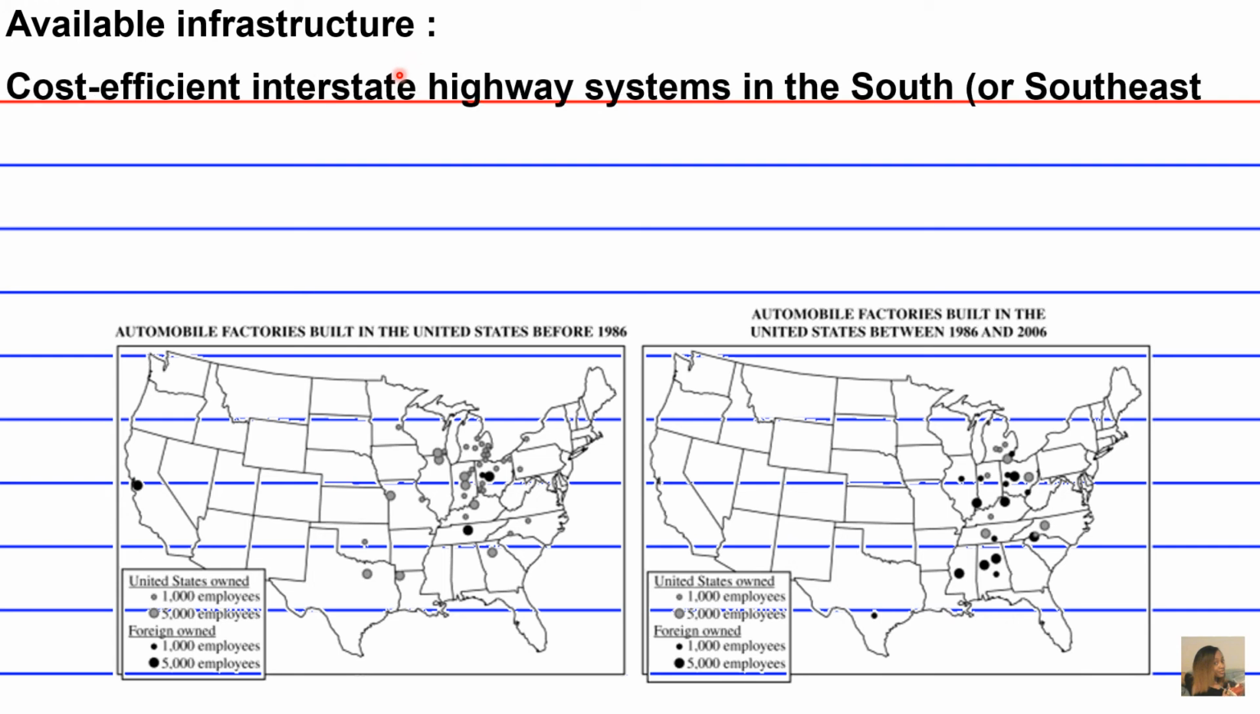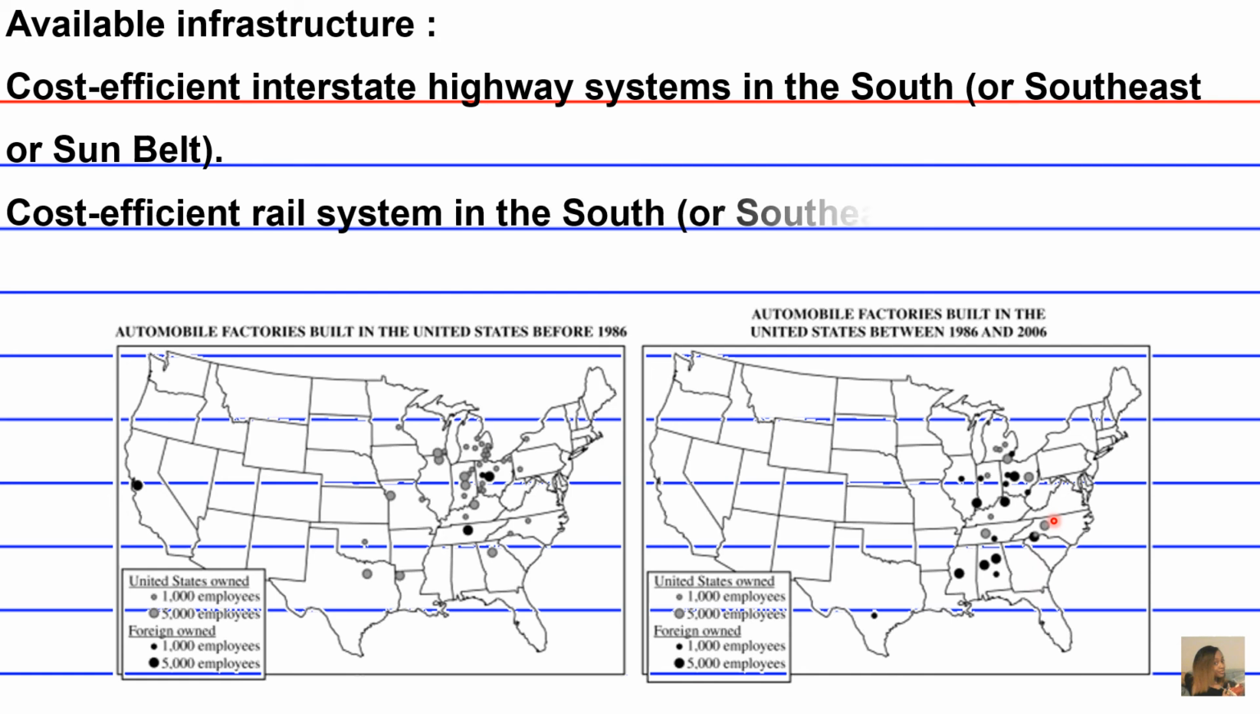All right, so cost efficient interstate highway systems in the South, our Southeast region, the Sun Belt, especially I-95, and all the associated highways that run off of I-95 or alongside I-95 make it easier to transport goods, which is really necessary in any industry, okay?